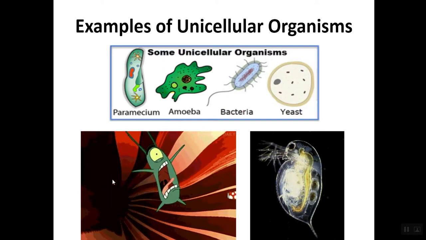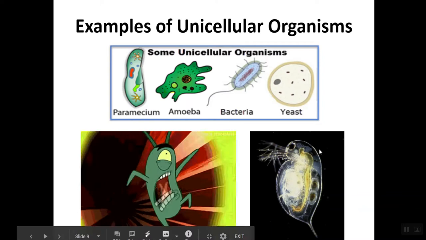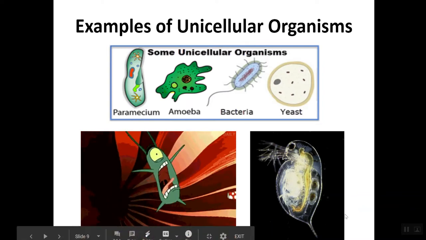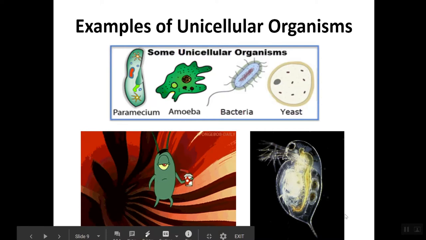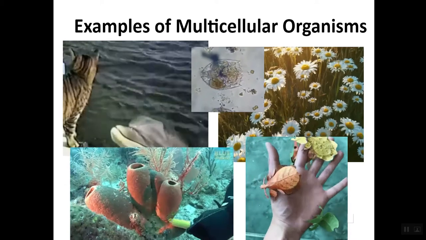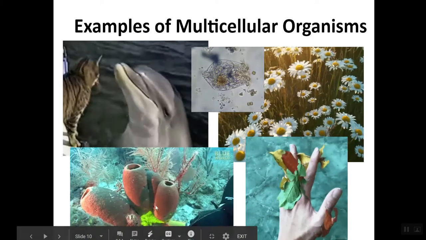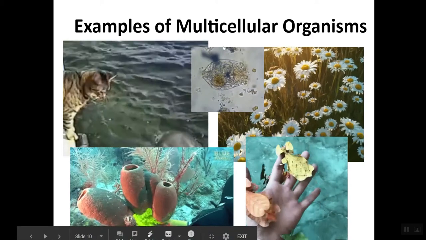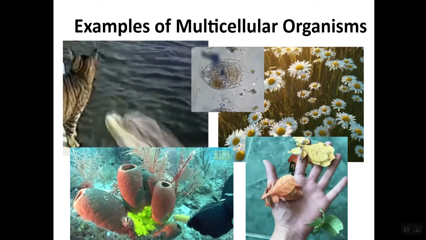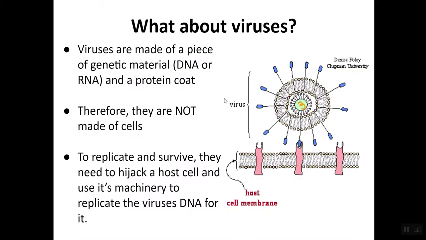Plankton from SpongeBob, most plankton are also just one cell, single-celled, and this is what plankton would look like if he was living in the real world. This is a small plankton under a microscope. All right, multicellular organisms can be many, many different things: animals, plants, even things like sponges, insects, and this here is a multicellular organism called a rotifer. And rotifers, although tiny, although microscopic, are still made of multiple cells.